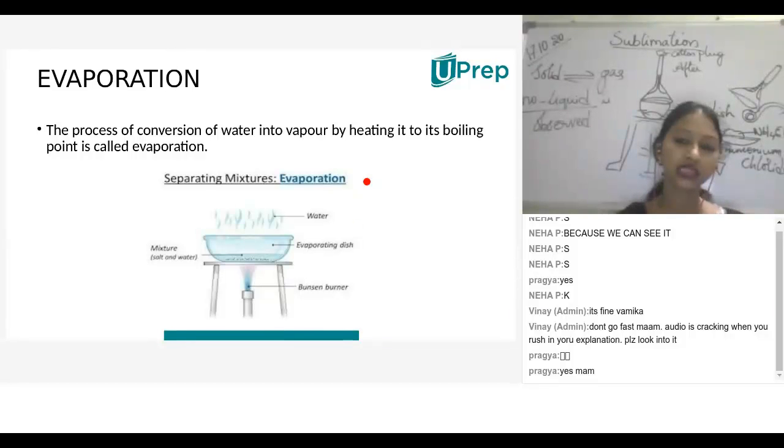Next, this is also one more separation technique, which is used especially when solid is mixed up with liquid. Understood? For example, I want to show you this ammonium chloride. Let me show.